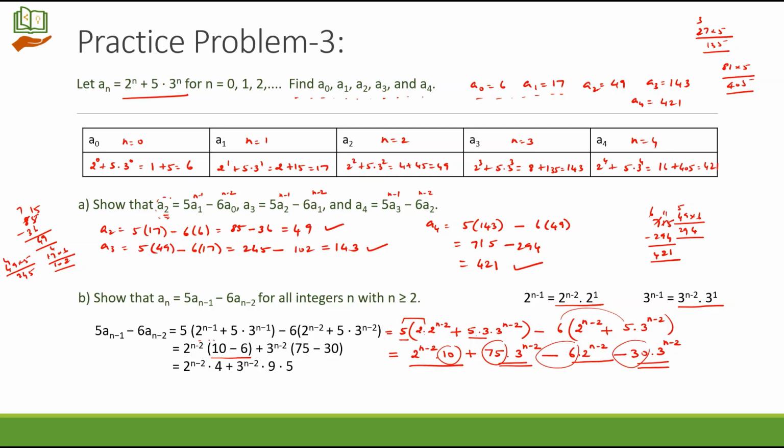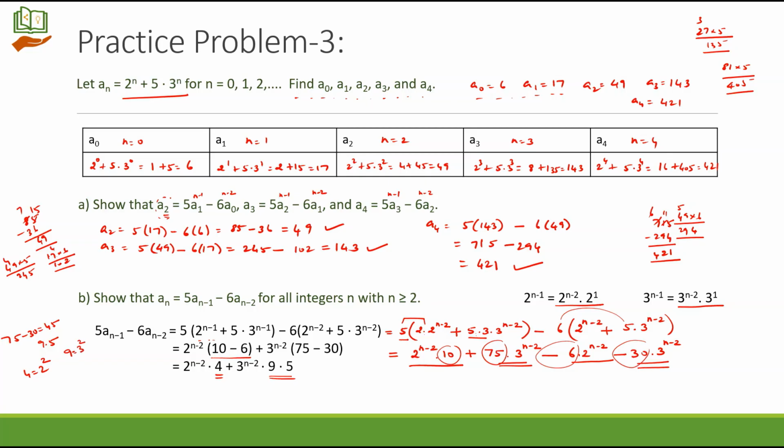Now what is 10 minus 6? It is 4. What about 75 minus 30? 75 minus 30 is equal to 45. How can 45 be written? It can be written in the form of 9 into 5. So this is 9 into 5. 4 can be expressed as 2 power 2. 9 can be expressed as 3 power 2.